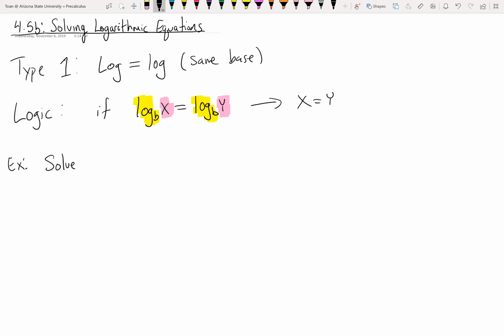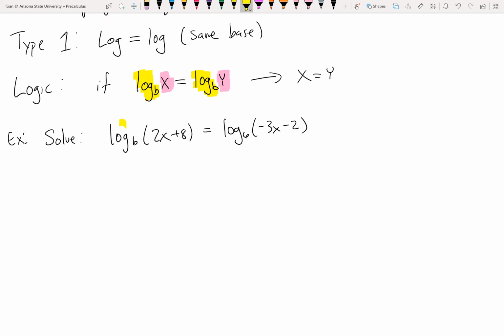Suppose I ask you to solve log base 6 of 2x plus 8 equals log base 6 of negative 3x minus 2. So notice, log base 6 equals log base 6. So what can we conclude? We conclude that the arguments must equal each other. So this is 2x plus 8 equals negative 3x minus 2. Then from this point on, it's just simple algebra.